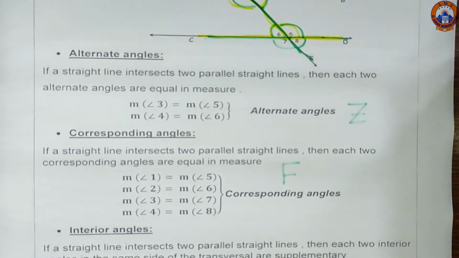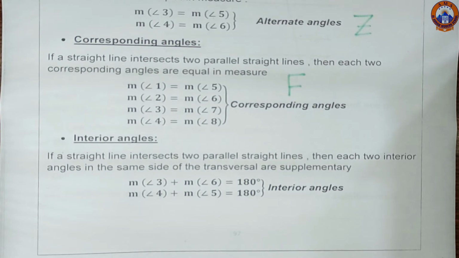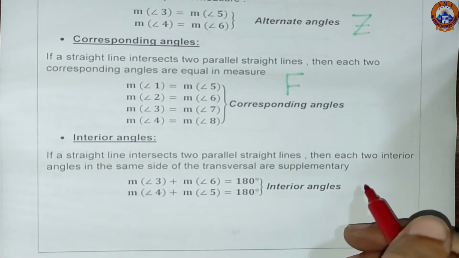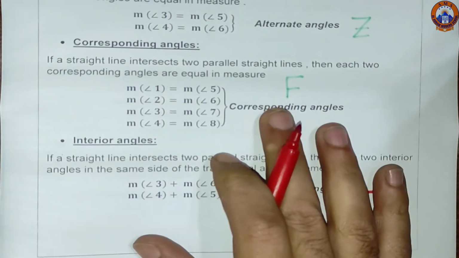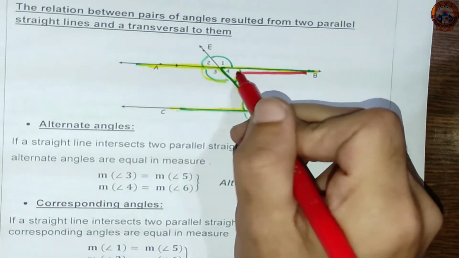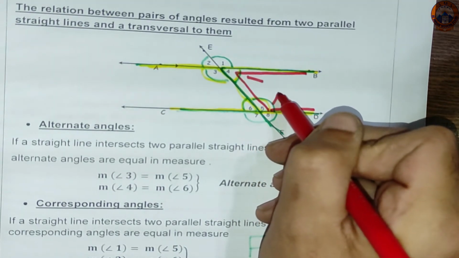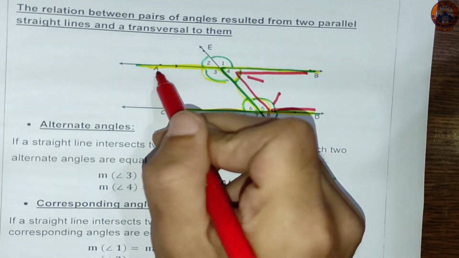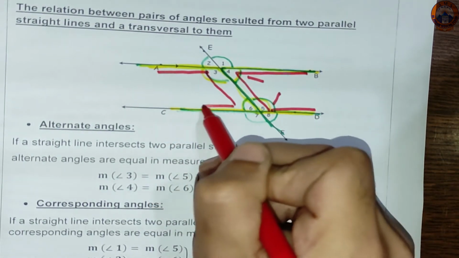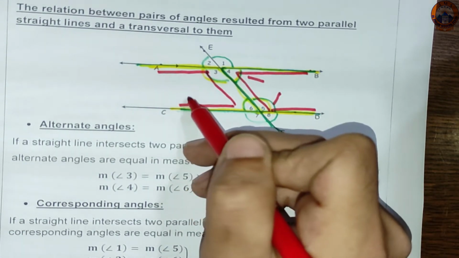The third type of angles is the interior angles. If a straight line intersects two parallel straight lines, then each two interior angles on the same side of a transversal are supplementary. And these interior angles are like a U-shaped letter. So as we see in the graph, the U-shaped letter. So measure angle 4 and measure angle 5, their sum is 180. The other U-shaped letter, measure angle 3 plus measure angle 6 will equal 180 degrees.